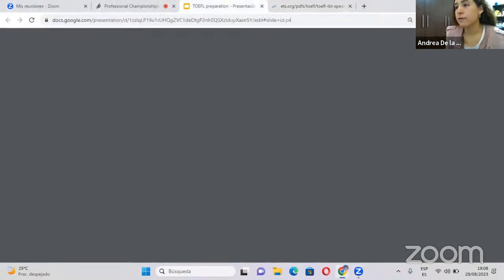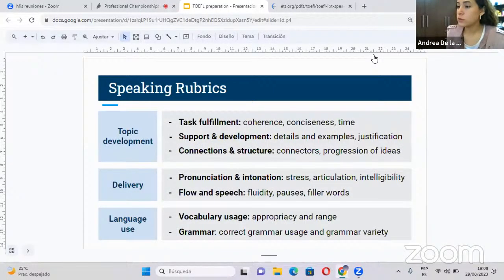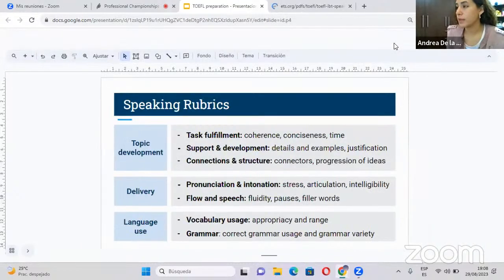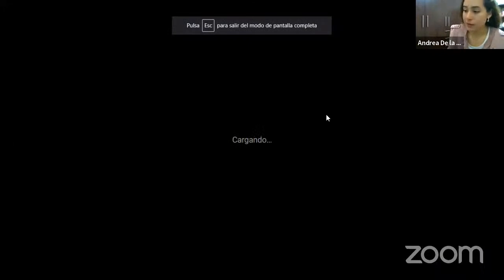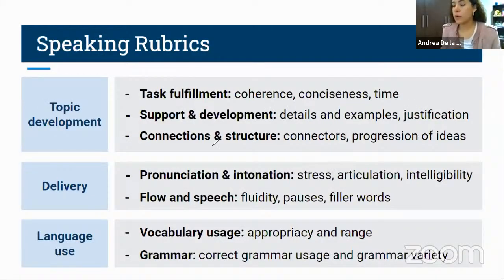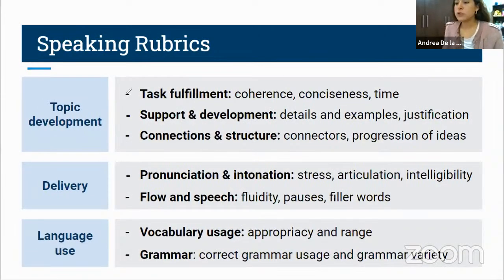Okay, guys. But basically, if we summarize that PDF and we talk about the things they're looking for in your responses for you to have good scores, we're going to talk about 3 different categories, 3 different rubrics that they are based on. The first one is topic development. The second is language use. And the third is delivery. So, Luis, please, could you read what we have for topic development?